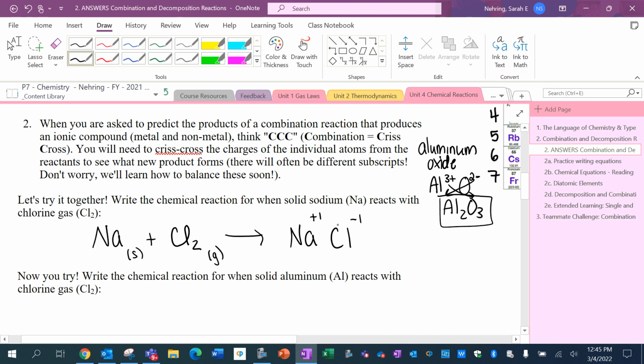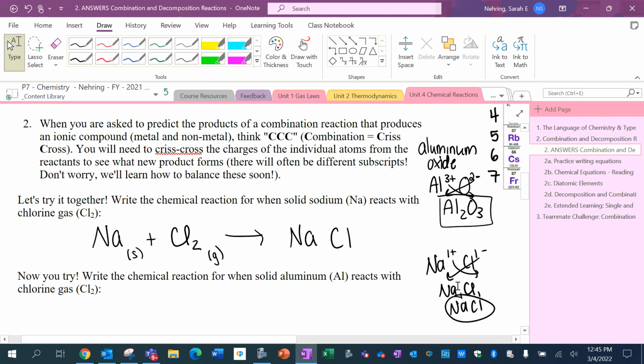If the charges are already the same, like +1 and -1, I don't even need to do any crisscrossing. I just need 1 sodium for every 1 chlorine. So hooray, I'm done. This is my formula here. Another way you can think of it is, I crisscrossed it and ended up with Na1Cl1. And we tend to just not write the 1. So if you've got 1 of each, you just write NaCl.